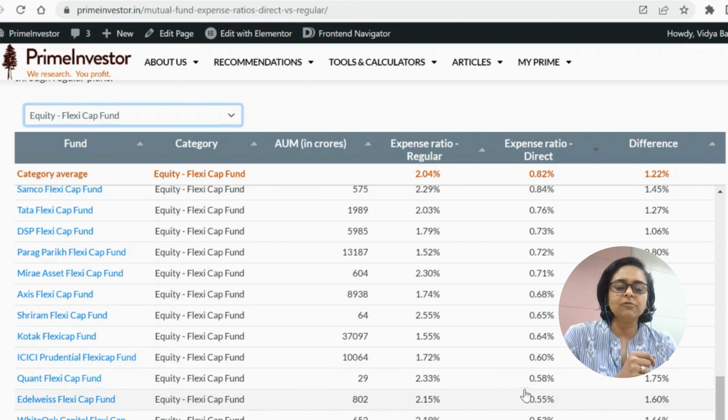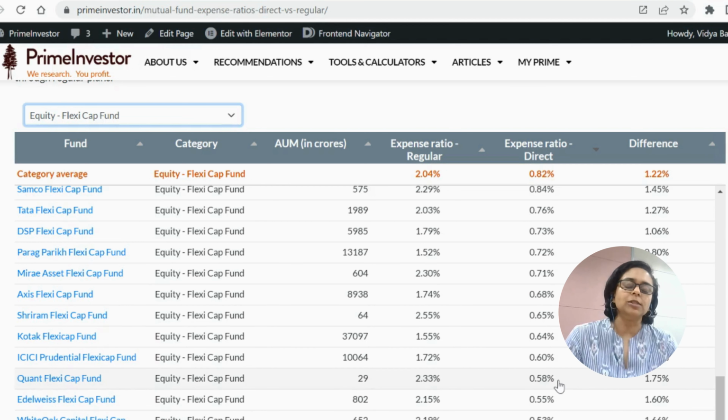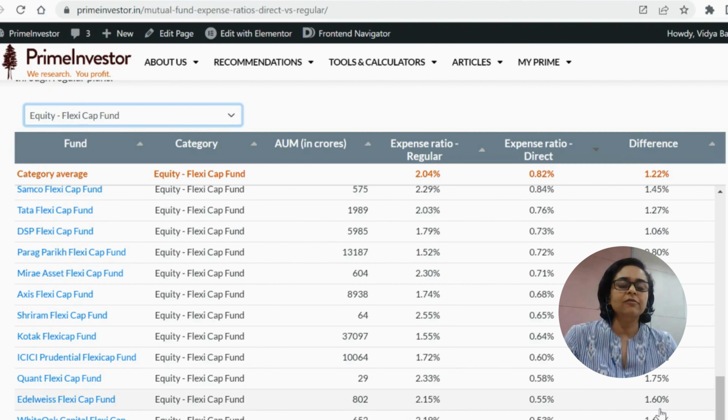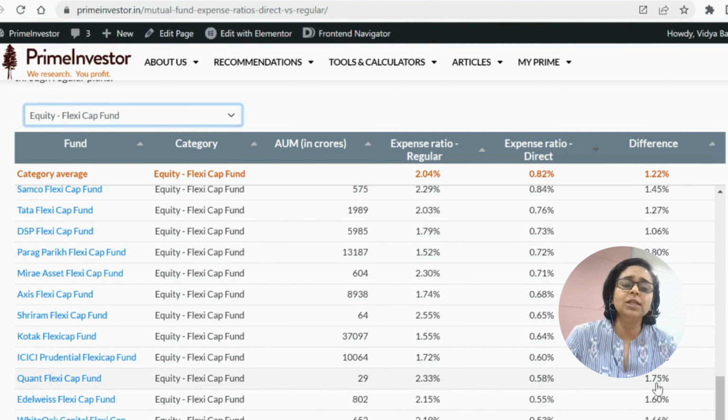So in this same fund, Quant Flexi Cap, we saw that the regular plan was very high and the direct plan expense ratio is 0.58%, which is far lower than the category average of 0.82%. Why is this differential so high? So then that takes me to the next point: a 1.75% differential, far higher than the average differential in this category for a direct and regular, which stands at 1.22. It essentially means that this fund is paying a lot as commission for the distributor, right?